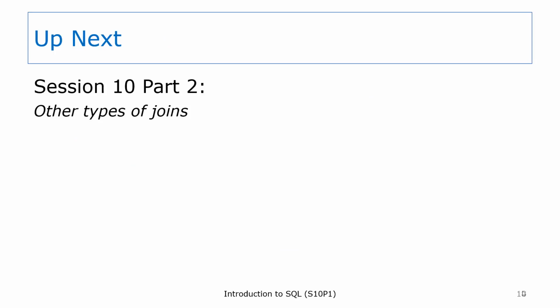In the next video, we'll look at some of the other types of joins that are available in SQL. These include right joins, full joins, cross joins, and self joins.